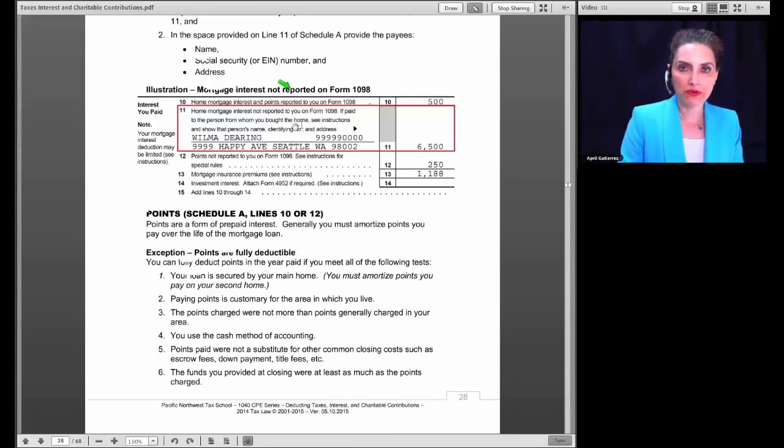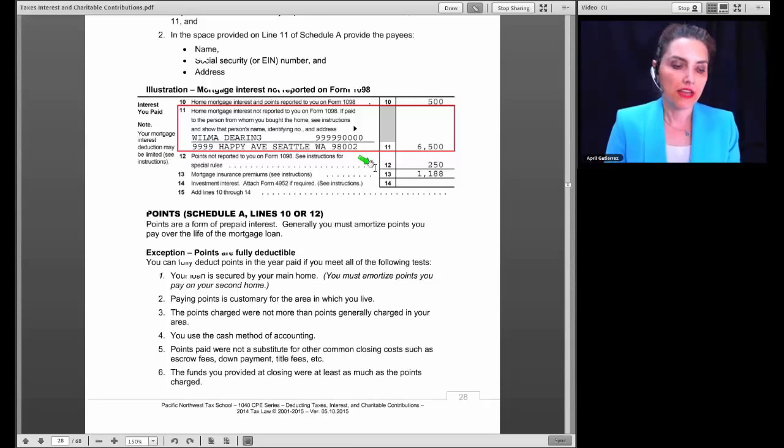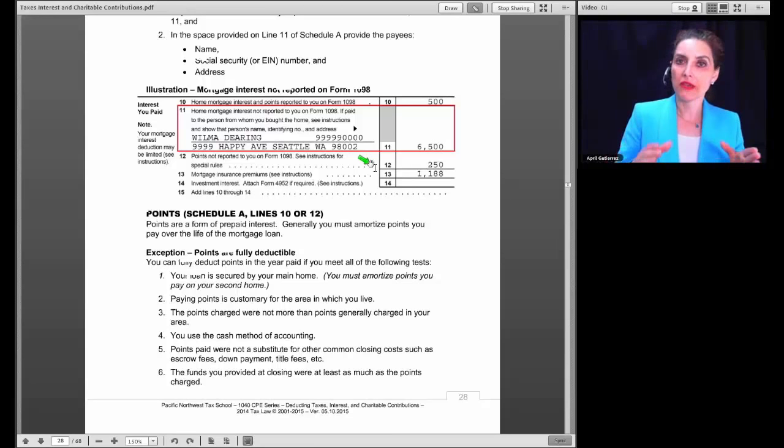If the points are reported on 1098, you enter them on line 10. And if the points are not reported on a 1098, you enter them on line 12. Now, sometimes I see situations where a person has purchased a new home and they've paid points on the purchase of that home, and the points are not entered on the 1098. They should have been, but they're not. So that would be an example where you put it on line 12.